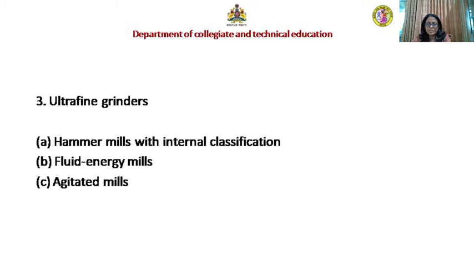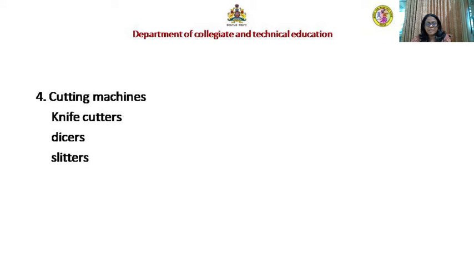The third group is ultrafine grinders. Here also we have hammer mills that are provided with some internal classification arrangement. The material that is getting crushed is classified into fractions in some arrangement inside the machine. The other two ultrafine grinders are fluid energy mills and agitated mills. The last category is the cutting machines. So we have knife cutters, dicers and slitters as the equipments used for the cutting action of size reduction.